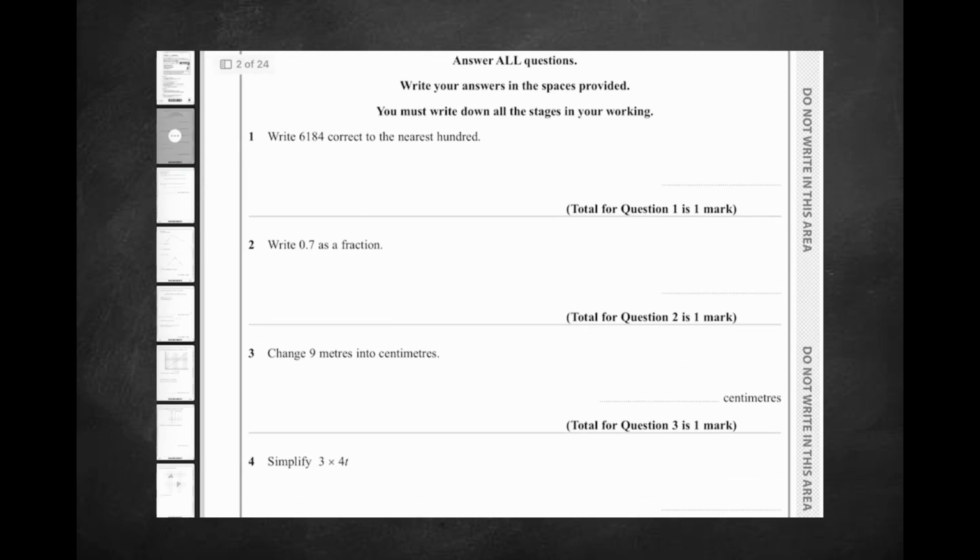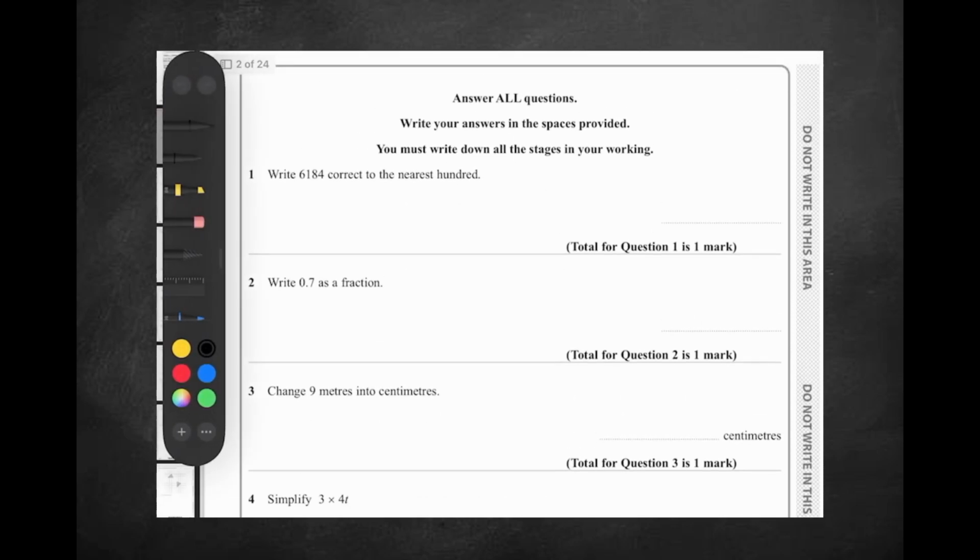So, question 1. Write 6,184 correct to the nearest 100. 6,184 is only 16 away from 6,200, which would be the nearest 100.